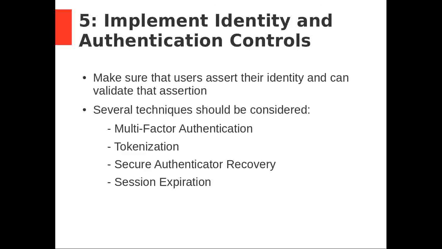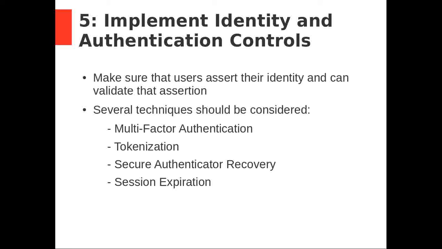Implement identity and authentication controls. One of the most important aspects of security is requiring that users make an assertion about their identity and then provide some sort of evidence proving that they are who they say they are. If this is not implemented properly, all other controls could fail, since attackers could make false assertions about themselves in order to gain access to resources they should not have access to. OWASP describes several approaches to this.